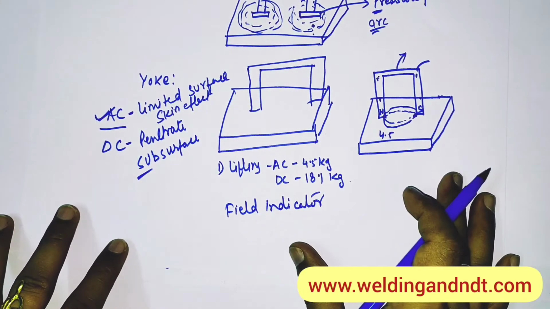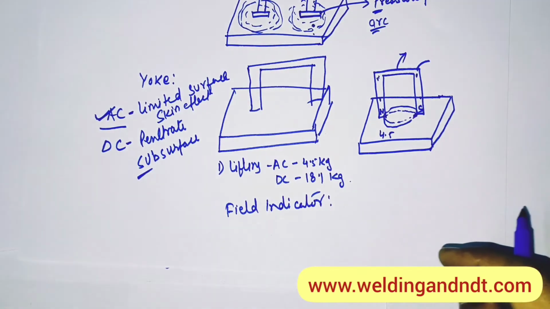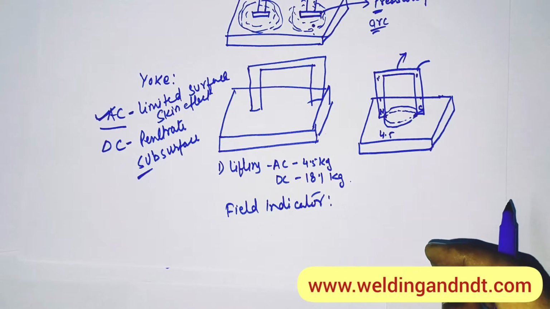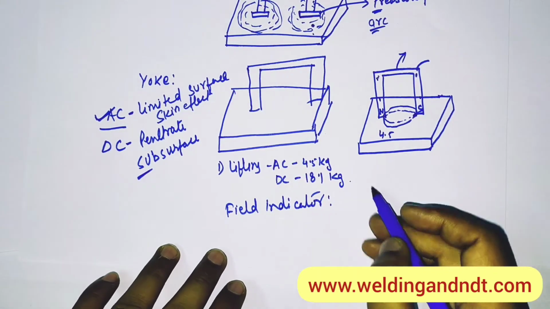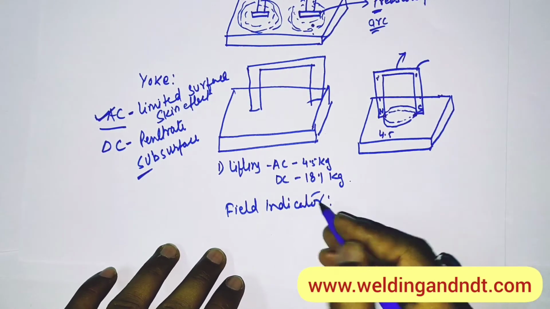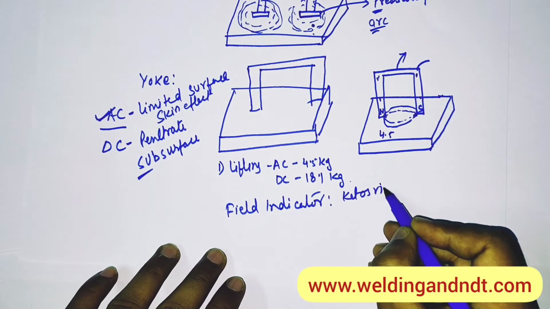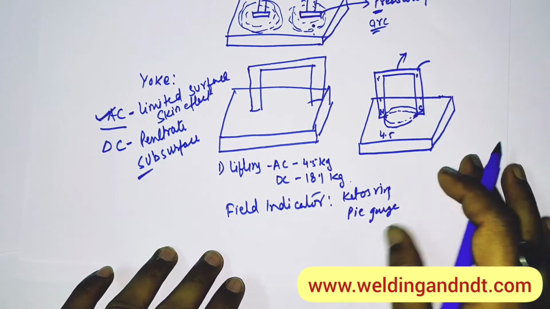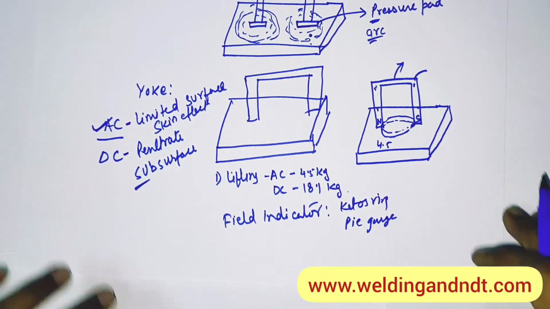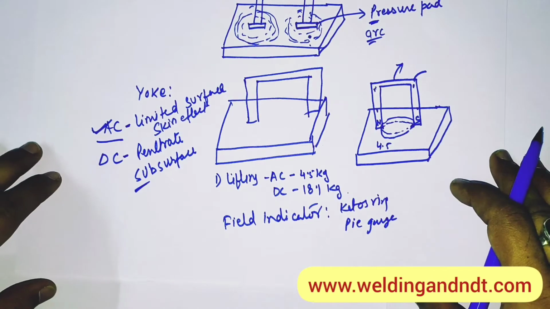Before checking the actual job, you need to check your methodology or your instrument, whether it is fit for the inspection or not. So, many types of field indicators are available, like Castrol ring, pie gauge, etc. With the help of these you can check whether your equipment and methodology are correct or not.